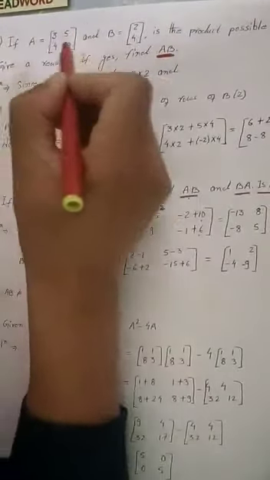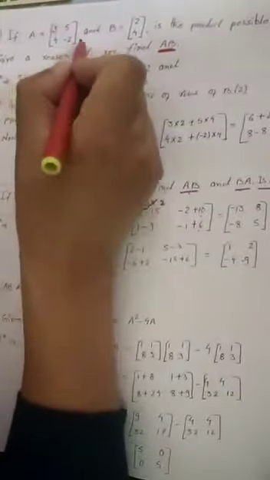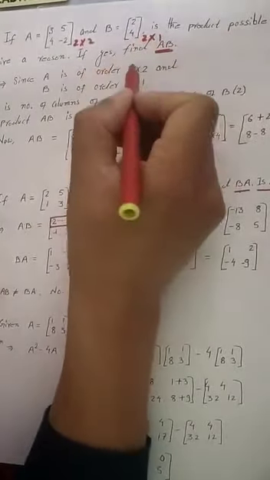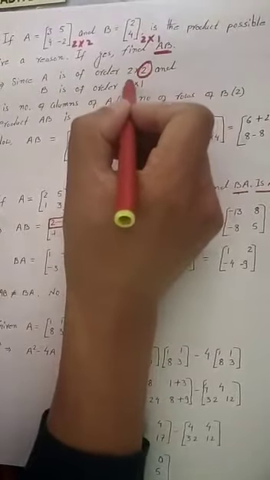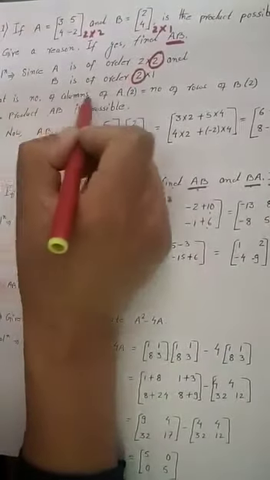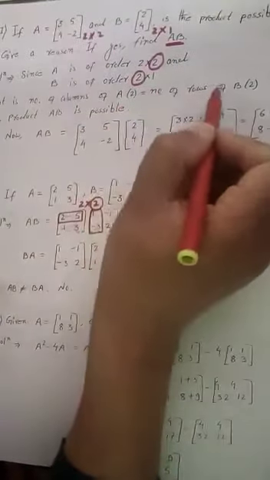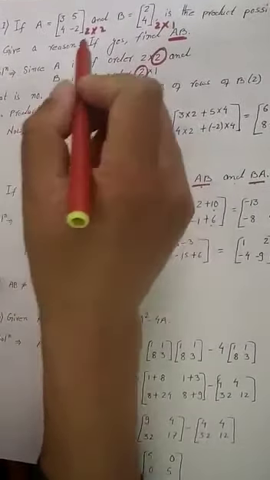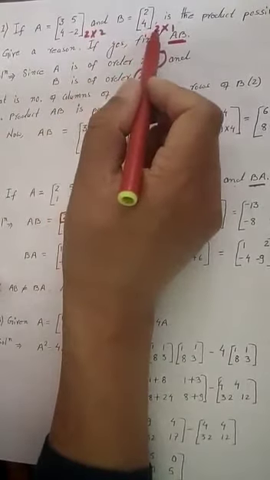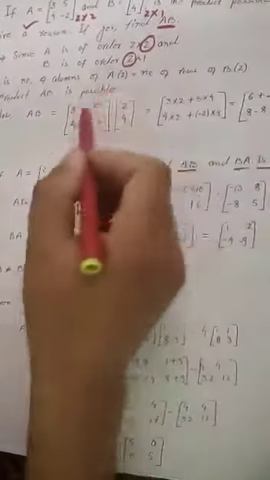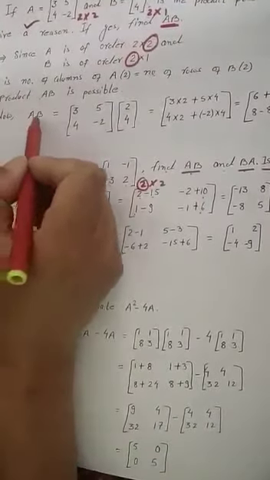Let us check. The order of A is 2 by 2, 2 rows, 2 columns, and the order of B is 2 by 1, 2 rows, 1 column. Here the number of columns of A is 2 and the number of rows of B is also 2. So AB is possible. That means the number of columns in the first matrix is equal to the number of rows of the second matrix. Therefore we can multiply AB. So I gave the reason, and said that it is possible to multiply. Now let us multiply and get the answer.